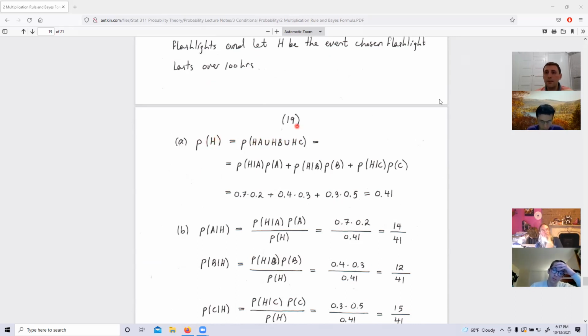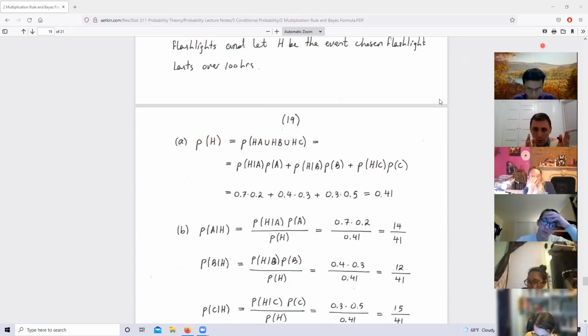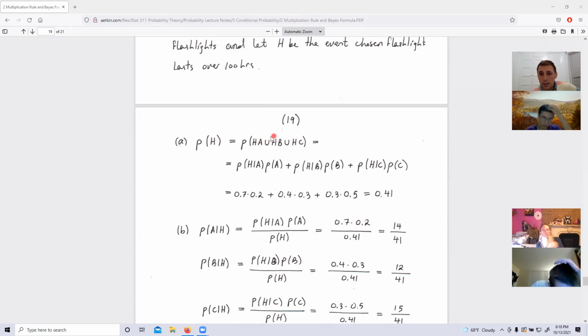In other words, in the universes in which the one flashlight I picked lasts longer than 100 hours, in each of those universes I'm holding either a type A or type B or type C flashlight. That's what this is symbolically capturing, yes? And those are disjoint events. So I can just add the probability of HA, the probability of HB, and the probability of HC. And each of them I can condition. Because it's a probability of an intersection of events, that's the probability of H given A times the probability of A, plus the probability of H given B times the probability of B, plus the probability of H given C times the probability of C.